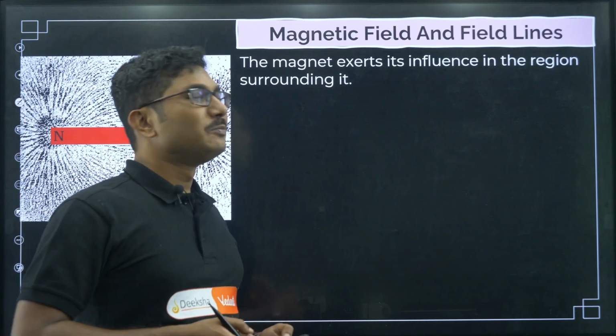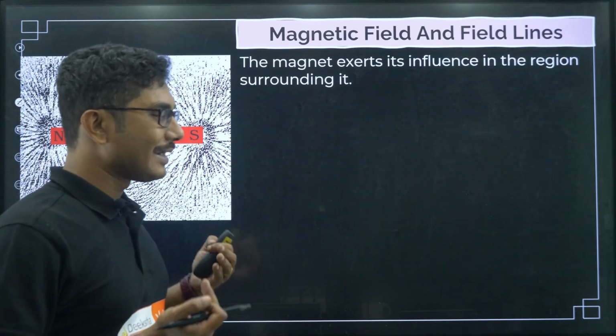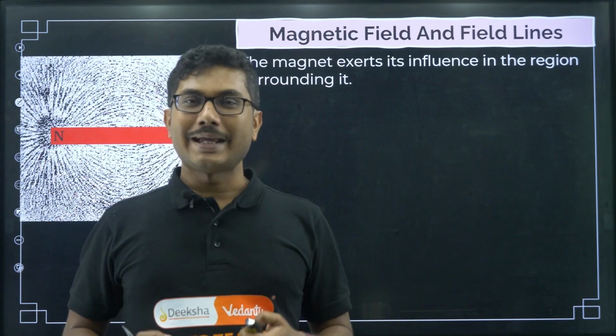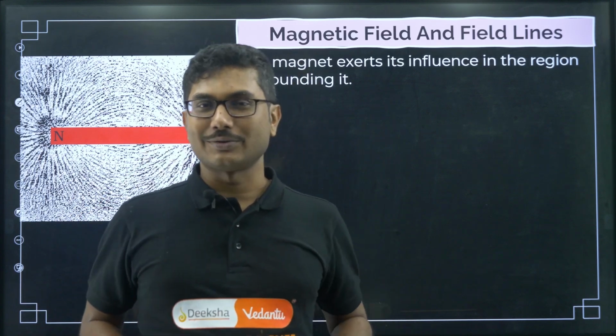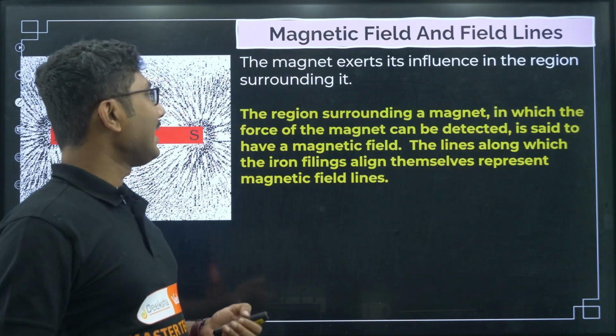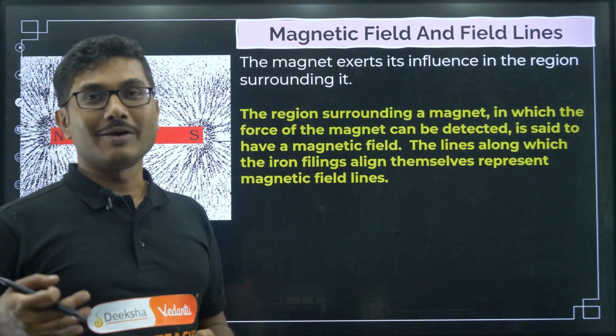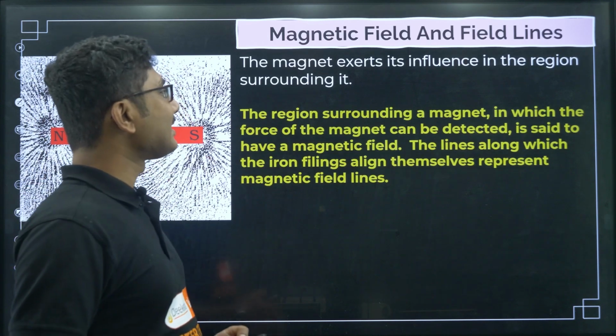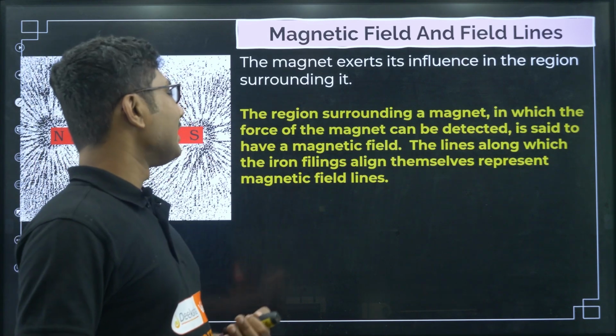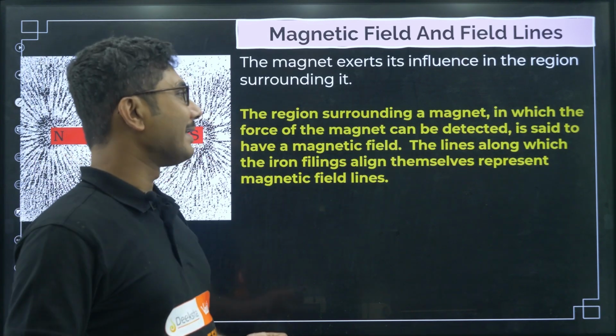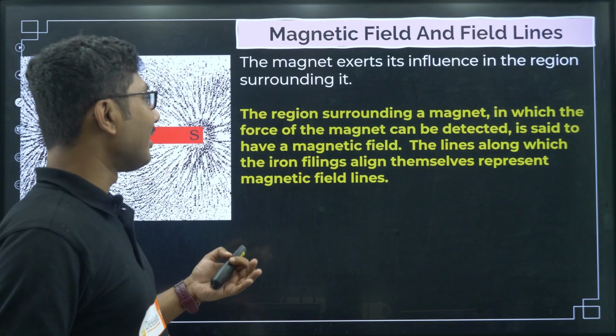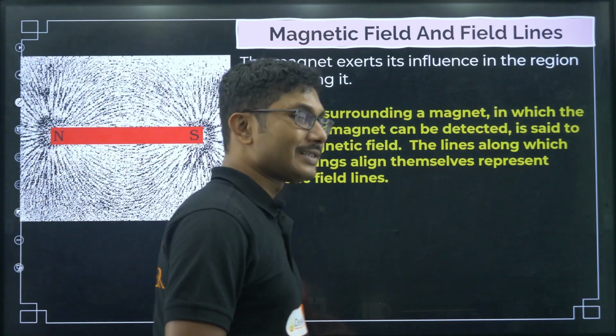So, similar to that, magnets are like that. Magnets want to make you feel their presence. So, how can they do that? They do that by using something called a magnetic field. The region surrounding a magnet in which the force of the magnet can be detected is said to have a magnetic field. So, the region surrounding a magnet.